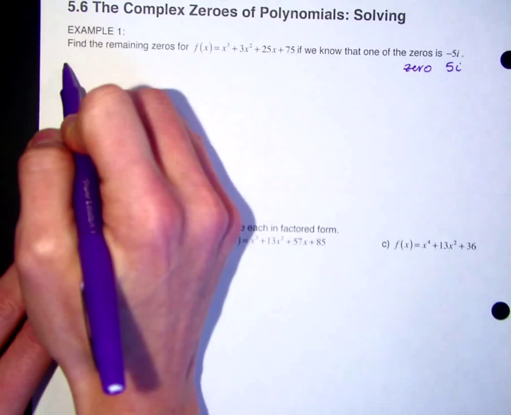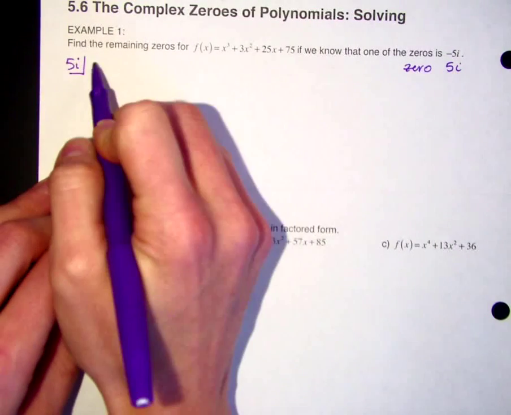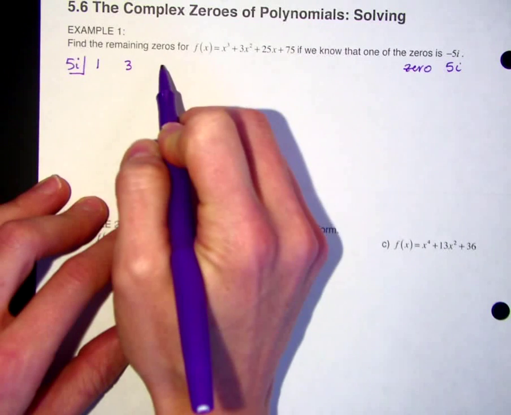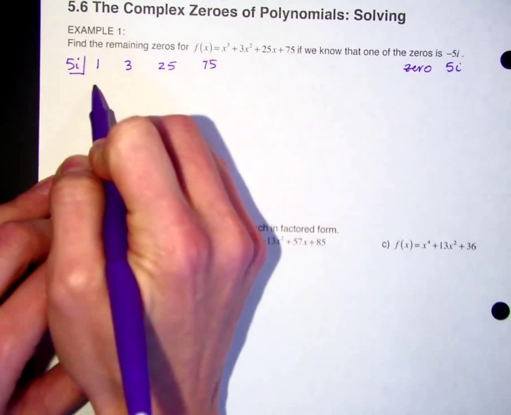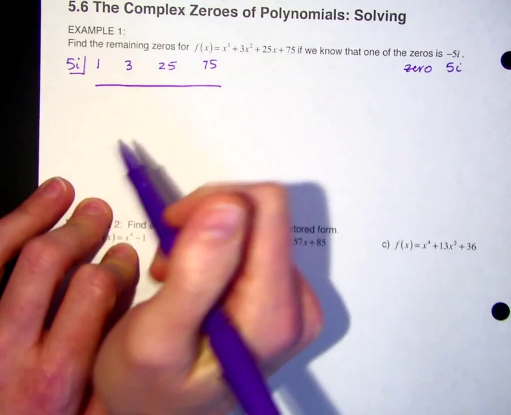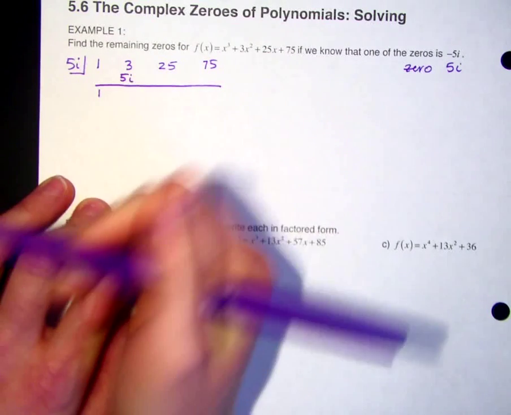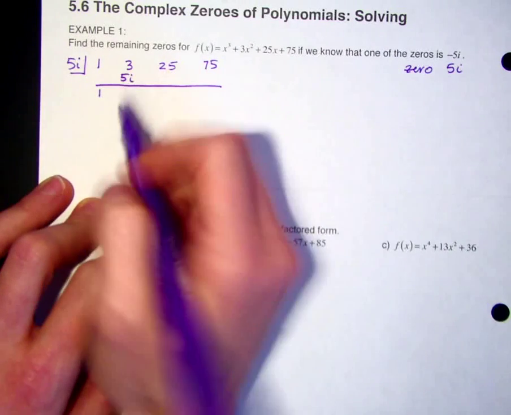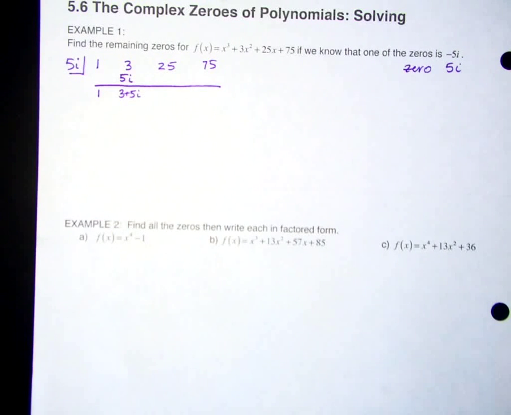Positive 5i it is. So we have 5i. What is the coefficient of x cubed? What's the coefficient of x squared? What's the coefficient of x? And the constant. Now what? And then? Perfect. What's going to happen here? Oh, wait, it should be 3 plus 5i. Good. You caught it. It's on video, so that's fine. All right.